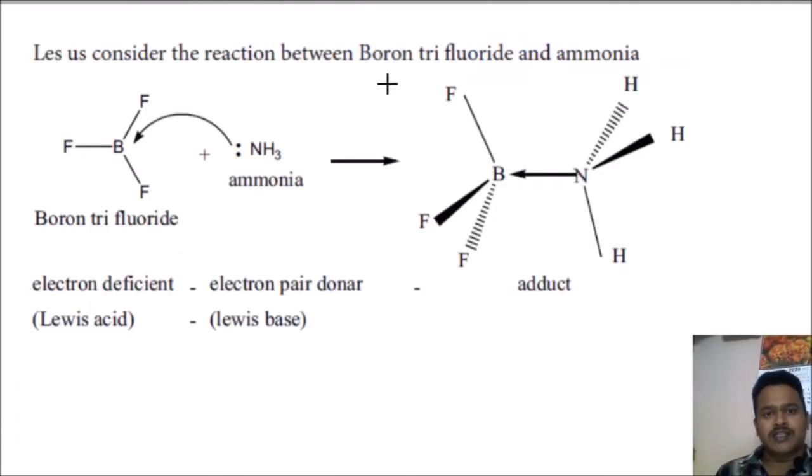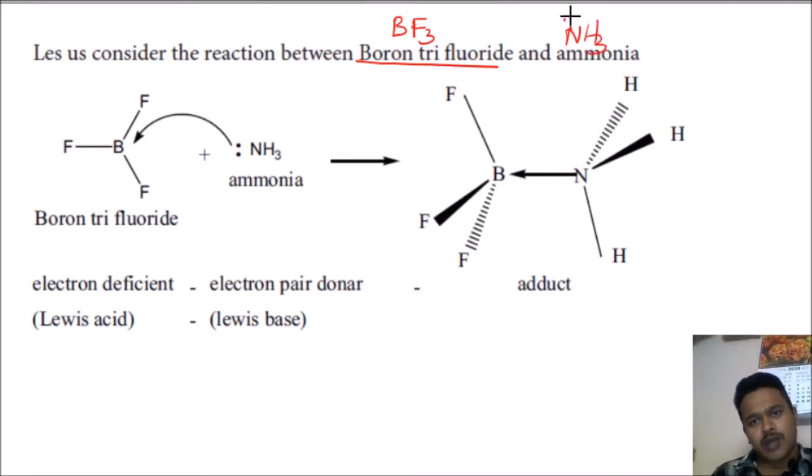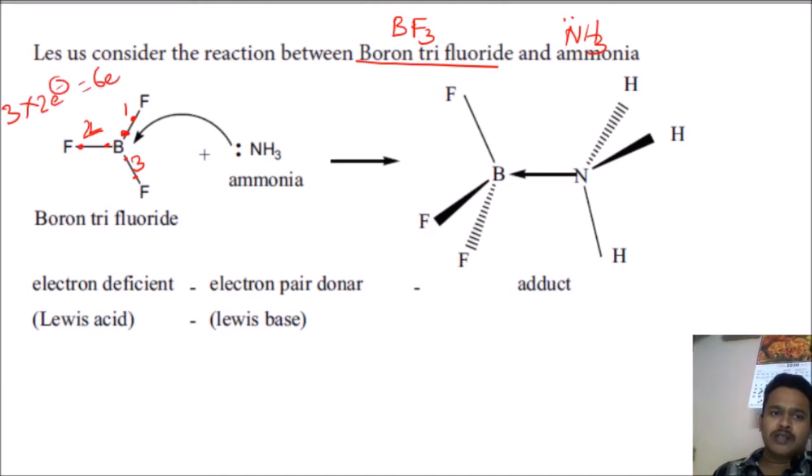See the reaction. Let us consider a reaction between boron trifluoride, that is BF3, and ammonia, NH3. Ammonia has a lone pair. Why can BF3 accept? Surrounding boron, how many bonds are there? 1, 2, 3 bonds are there. Each bond contains 2 electrons. So 3 into 2, surrounding the boron, 6 electrons are there. Overall 6 electrons are there.